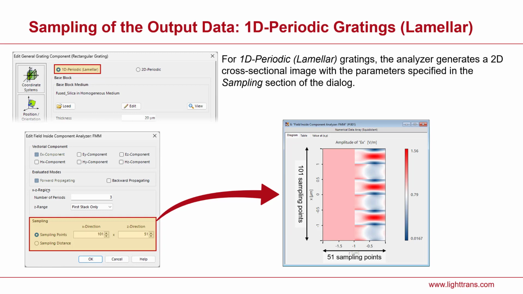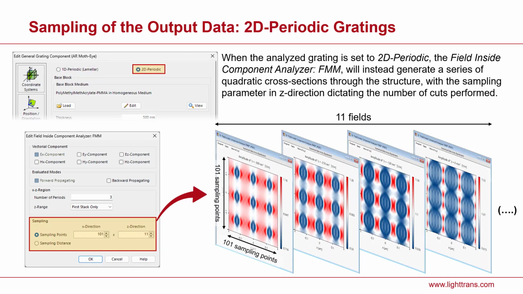Previously, it worked exclusively like this. You would look at a 1D periodic or lamellar grating, and you would be able to look at the cross-section of the different components of the electromagnetic field inside your grating, inside your micro or nanostructure. The update now with version 2023.2 allows us to look at a full 2D picture of the 2D periodic grating, which of course, when we have 2D periodic structures, is fundamental as well.